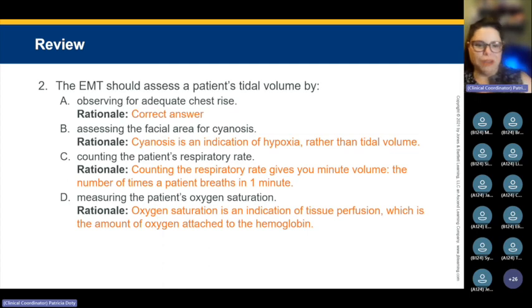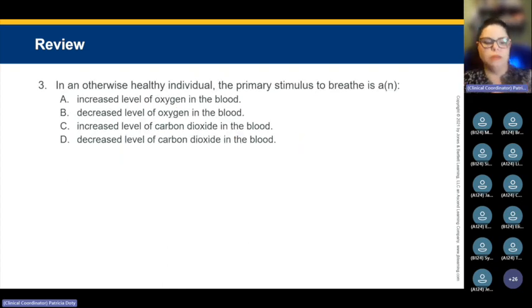Counting the patient's respiratory rate is going to give you minute volume, not tidal volume. And oxygen saturation literally just means tissue perfusion. It doesn't necessarily mean anything about your tidal volume. So good job, guys. Very good. Hold on just a second. Let me put that in the chat box as my answer.